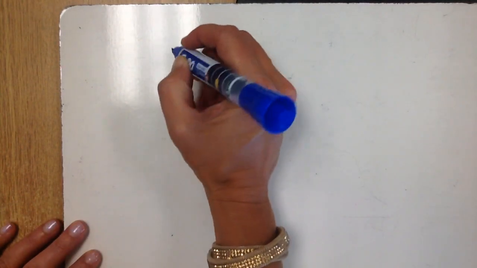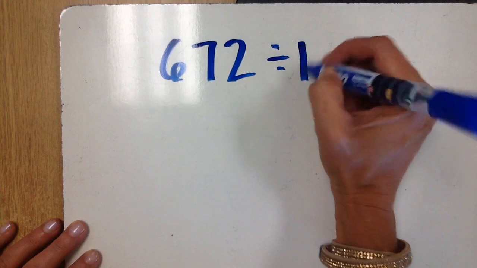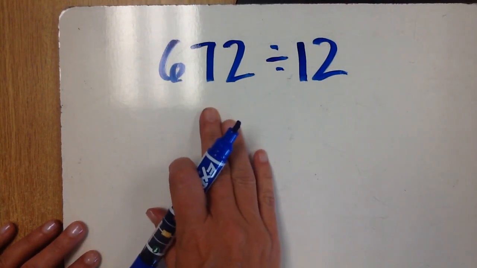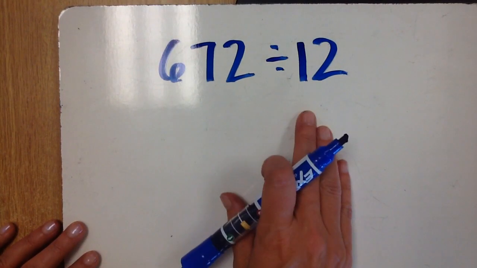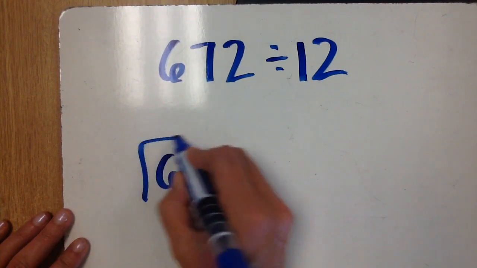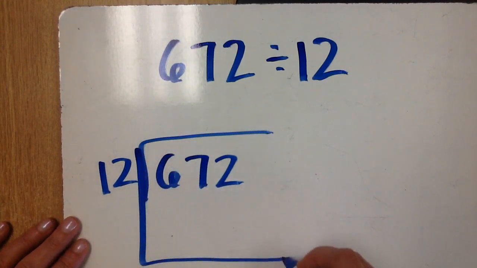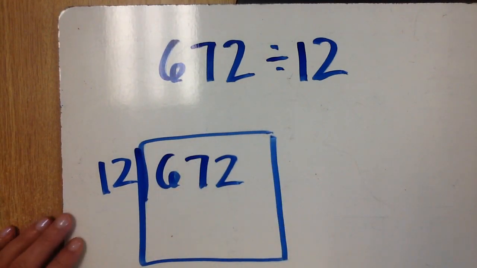In this video, I'm going to model how to divide larger numbers using the rectangle sections. So we are going to use the problem 672 divided by 12. So I'm going to set up my total here, and I have my divisor, which is 12. And so I'm going to make a section just like this.